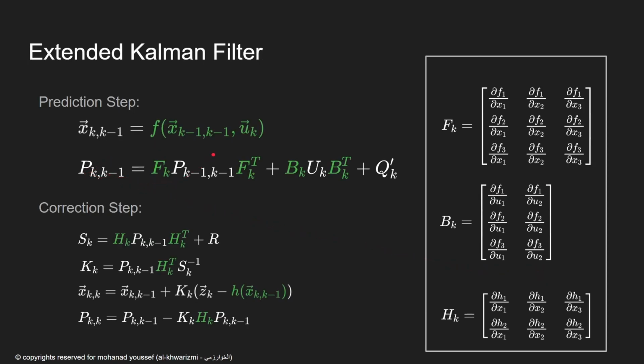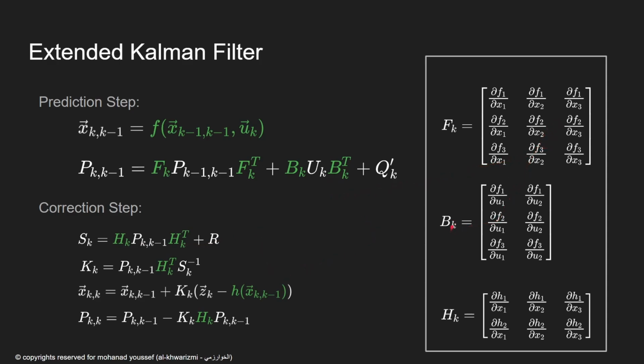So then the Kalman-filter will look like this. We replace all the F, B, and the H matrices with the Jacobians that we derive here. So that's the Jacobian F of the state transition matrix, this is the B Jacobian for the input transition, and that's the H Jacobian for the measurement model. And the rest will be the same.